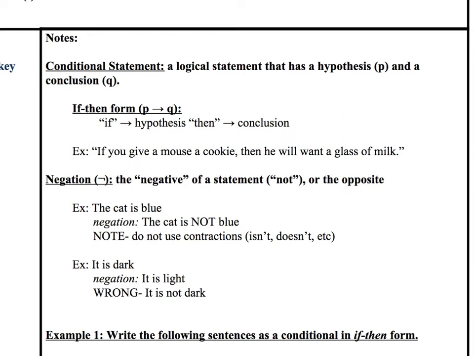Negation, you guys negated yesterday. A negation is just the negative of the statement. Oftentimes we use not, but not always, because if it already says, like, Serena Williams did not win, then to negate that, you would say Serena Williams did win. So the negation is just the opposite, just like the opposite of negative is positive.